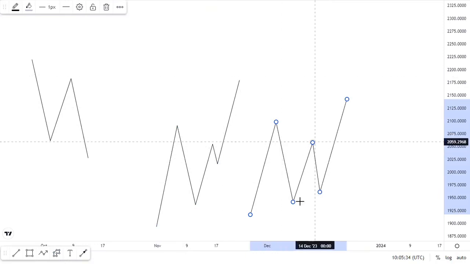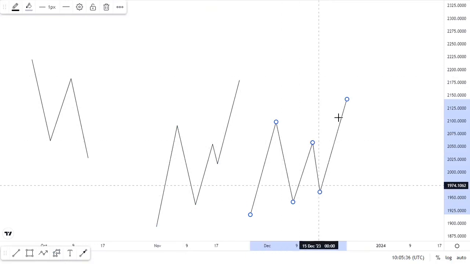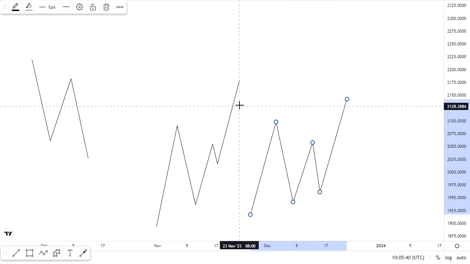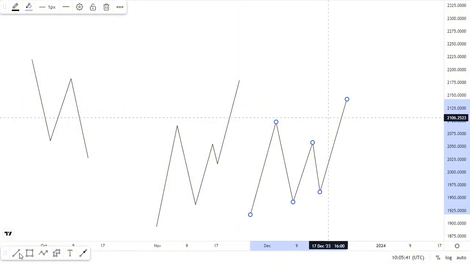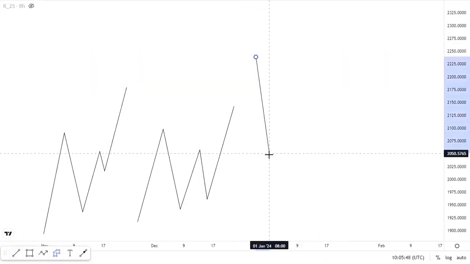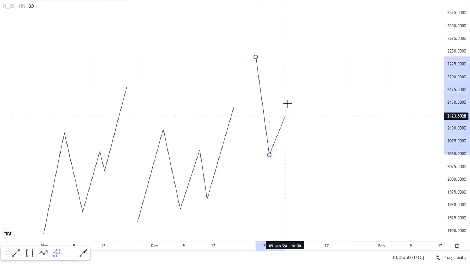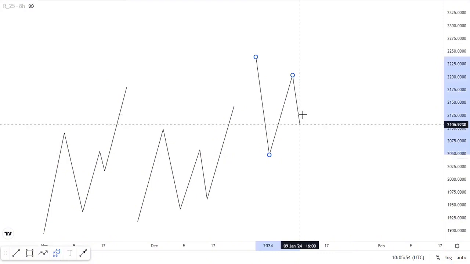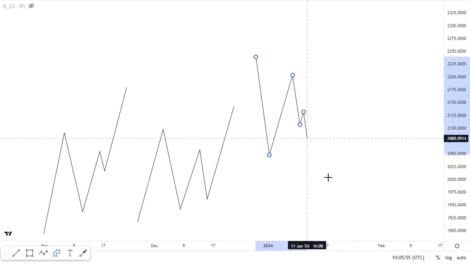So don't mistake this for rally, base, rally. No, this is not a rally, base, rally. This is a rally, base, rally. We also have drop, base, drop in a downtrend. So let's see something like this. Then the market does something like this: drop, base, drop.